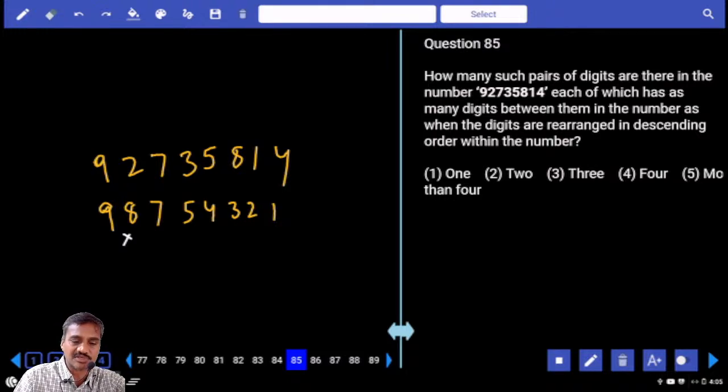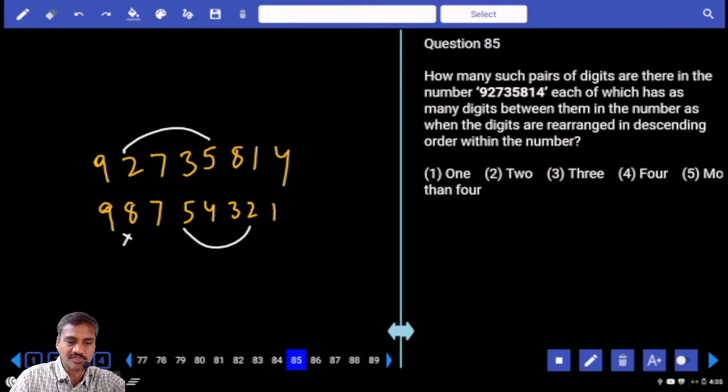Then coming to 7. Now 7 and 5, and 7 and 4, 7 and 3 there are 2. 7 and 2, how many? 7 and 2 they are adjacent. 7 and 1 there are 4. And with 7 also there is no such digit. And 5 and 4, and 5 and 3, 5 and 2 there are 2. Here again 5 and 2 there are 2, and they form a pair. And next one 5 and 1, there is 1, not possible.